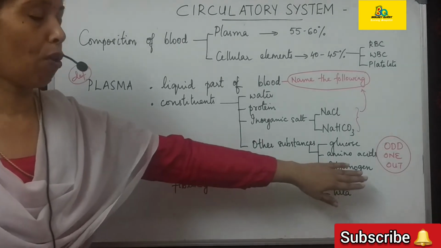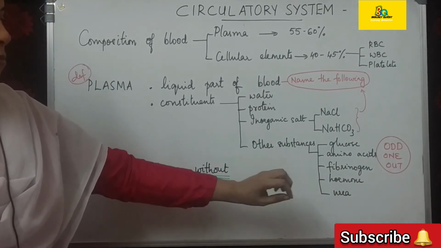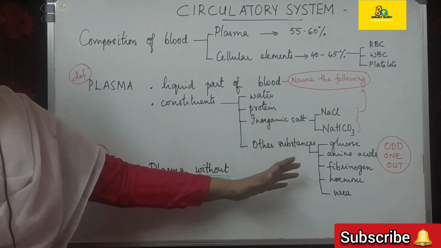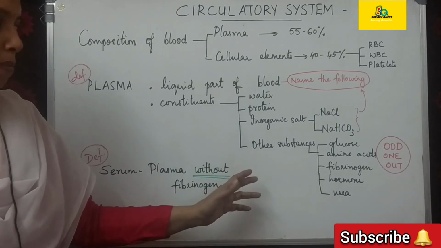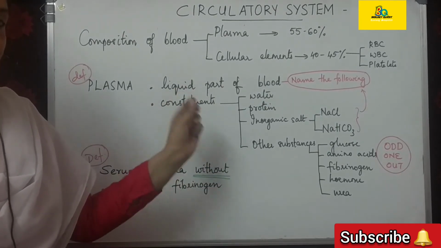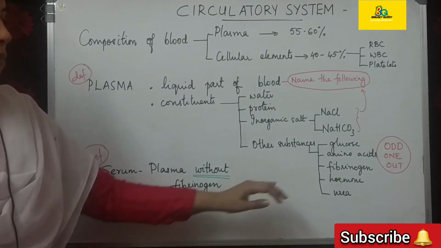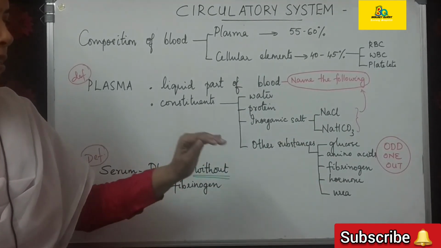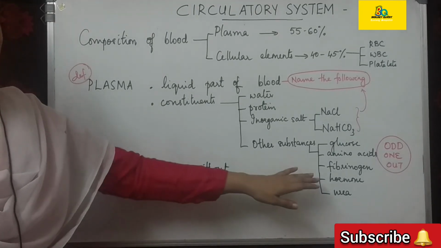This can be asked for odd one out. For example, glucose, amino acids, fibrinogen, sodium chloride. Okay, so here, which is the odd one? The odd one is sodium chloride. The category to which it belongs is inorganic salt present in the plasma, whereas the other three are the other substances which are found in trace amounts in the plasma.